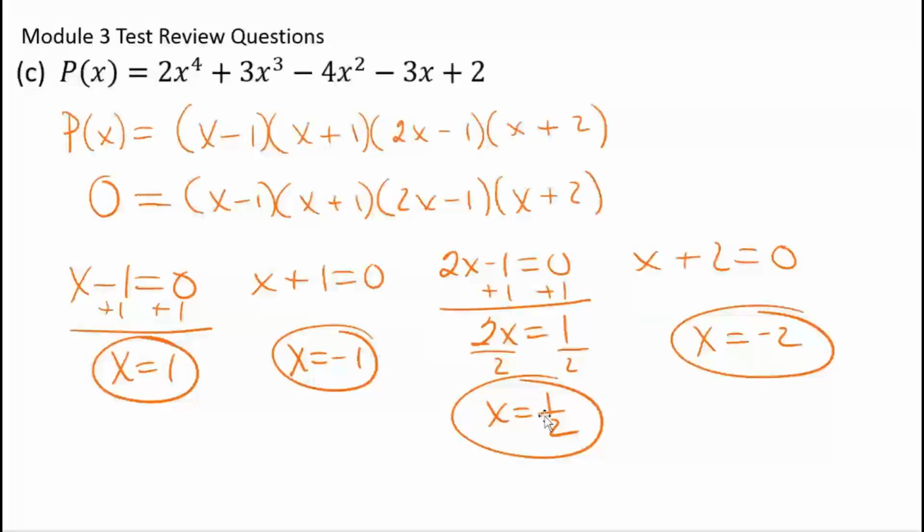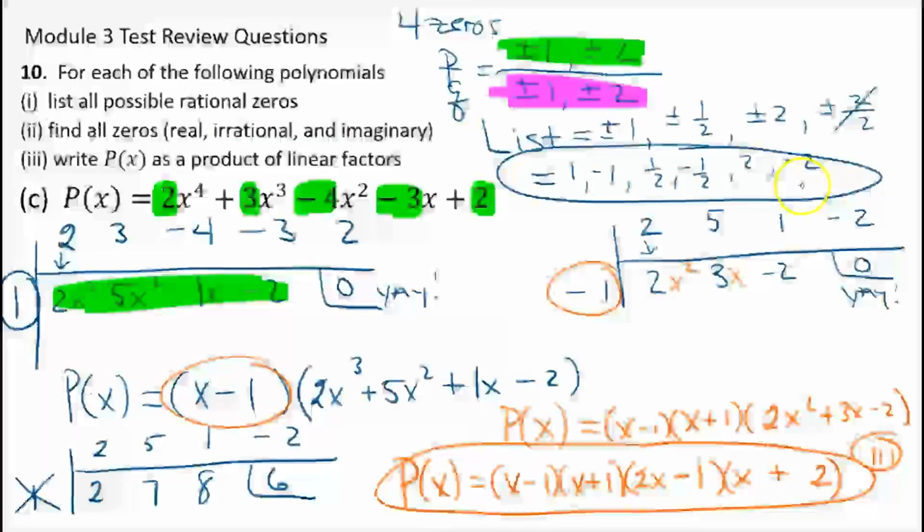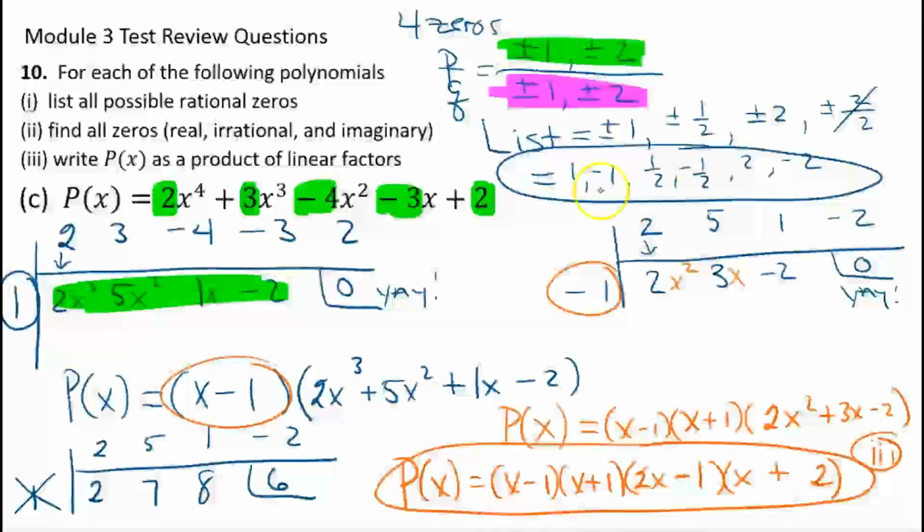Let me go back a page. Look at our original list over here, the top right. 1, negative 1, 1/2, negative 1/2, 2, negative 2. Well, the 1 and the negative 1 were both zeros, okay? The 1/2 was a 0, negative 1/2 wasn't, and the 2 wasn't, but the negative 2 was.